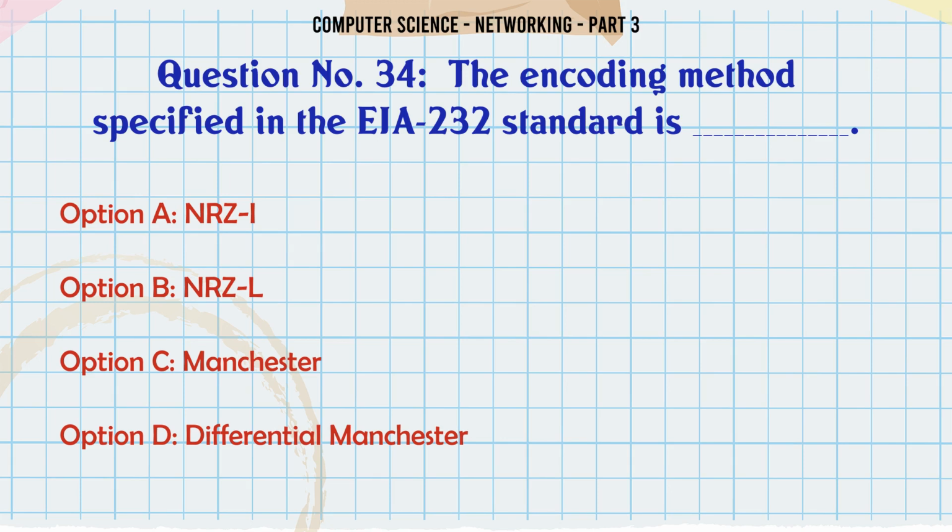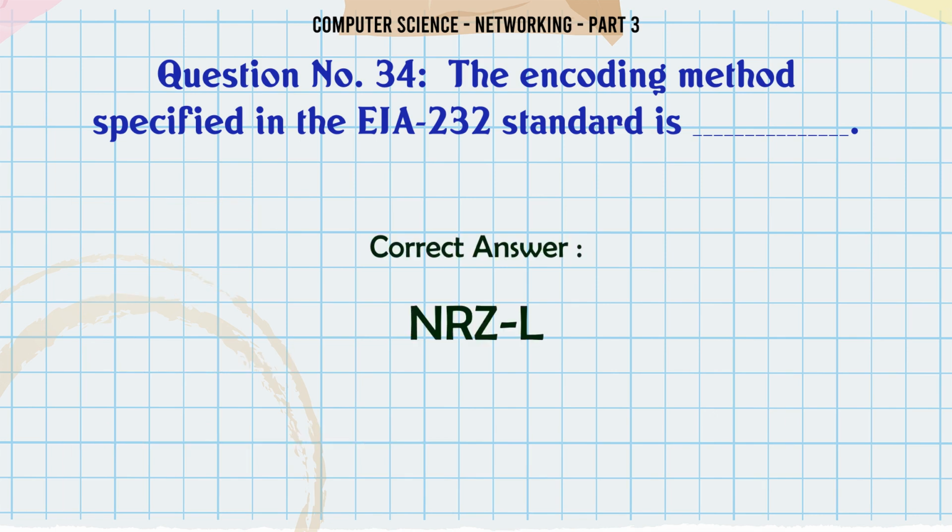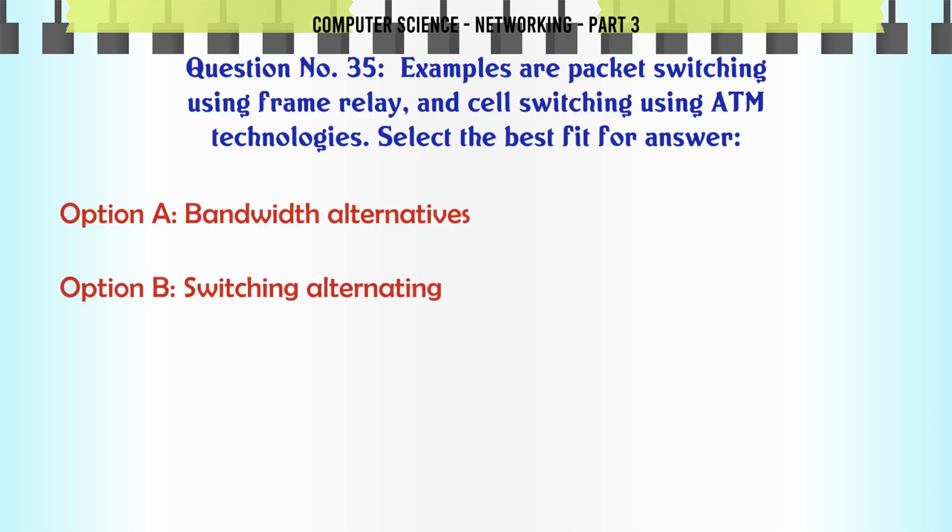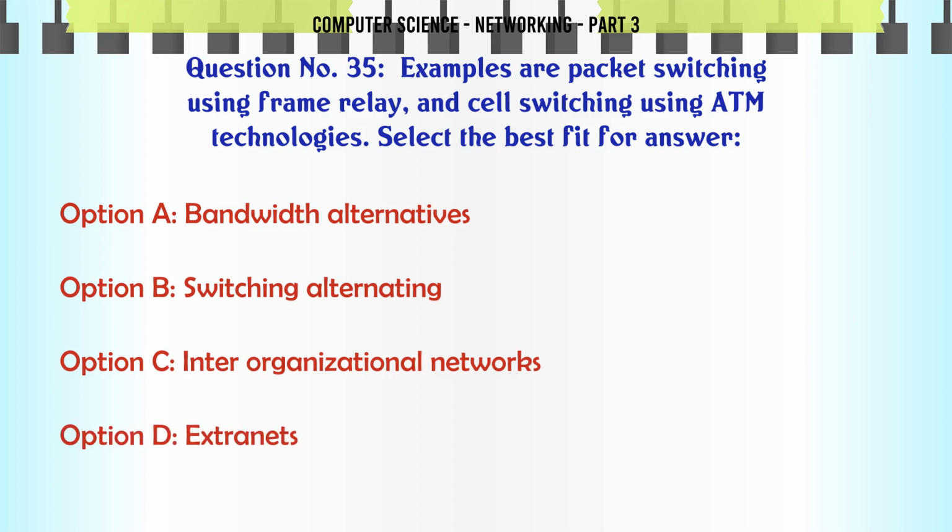A. NRZI. B. NRZL. C. Manchester. D. Differential Manchester. The correct answer is NRZL. Examples are packet switching using frame relay and cell switching using ATM technologies. Select the best fit for answer.